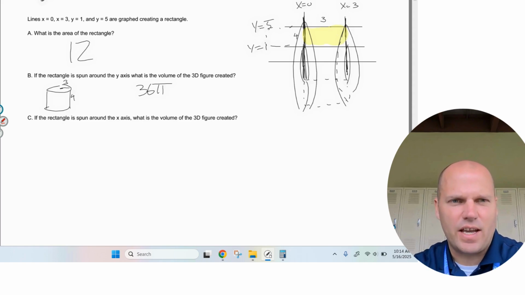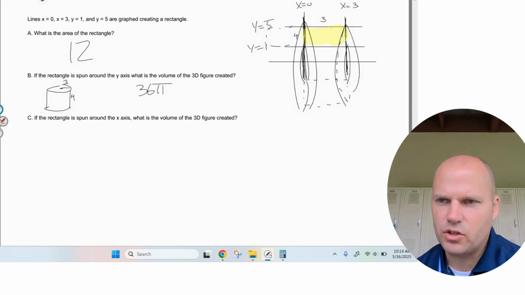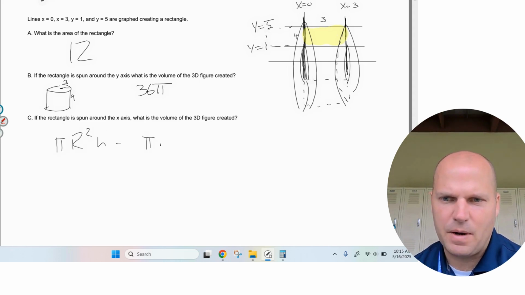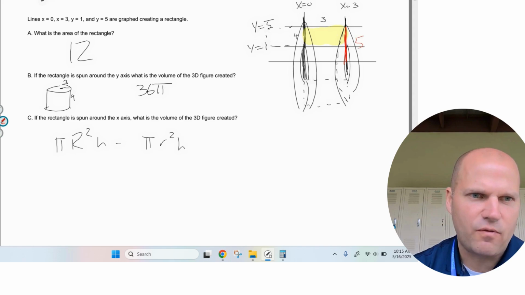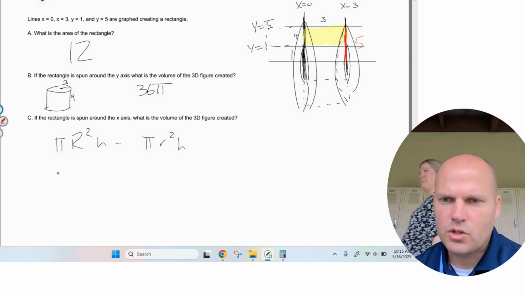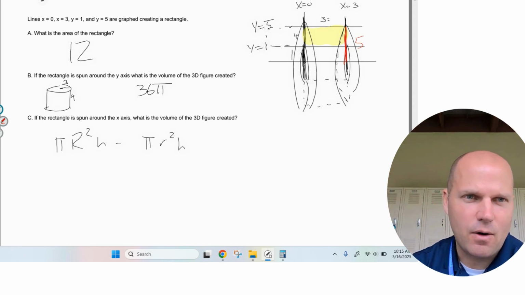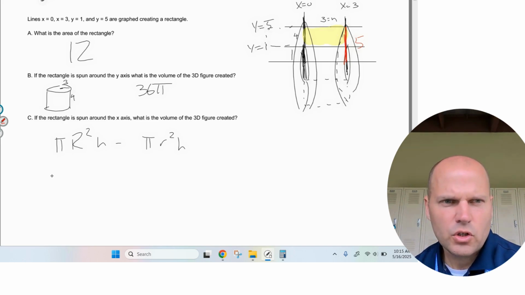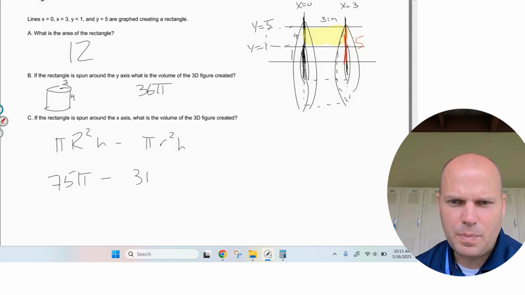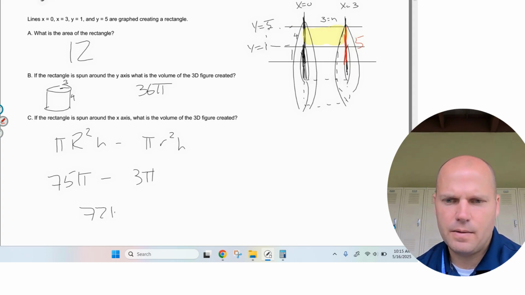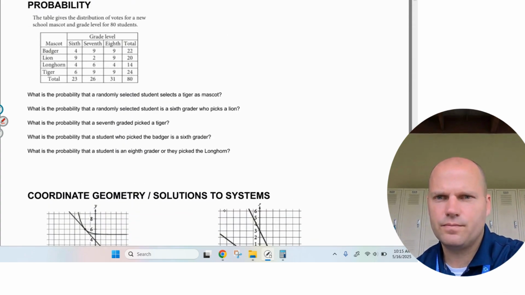Anyways, we realize we have an outer cylinder and an inner cylinder. So I want pi, my bigger radius squared times h, and then I want pi, my smaller radius squared times h. But I realize that I have to use this entire radius 5, and then I have to use this entire radius of 1. So I have a height now of 3. So I have 75 pi minus 3 pi, which is 72 pi. Sweet.